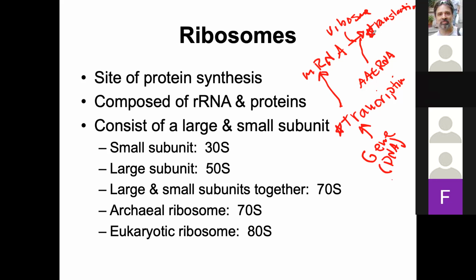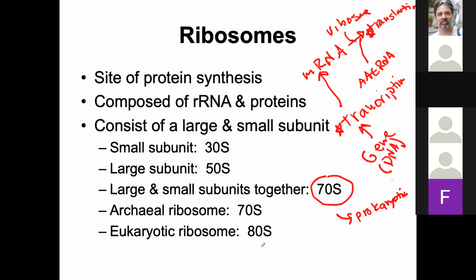The ribosome is made up of protein and ribosomal RNA, which is like the glue that holds the proteins together. There's a small and a large subunit that have certain sedimentation characteristics. We call the small subunit the 30S and the large subunit the 50S. Together, they make something called the 70S ribosome, which is prokaryotic, meaning only prokaryotes have this kind of ribosome.